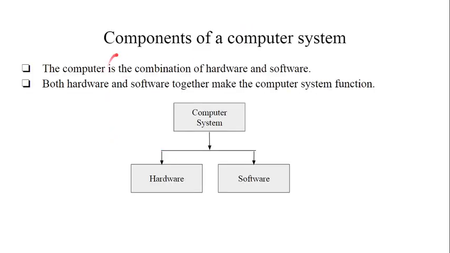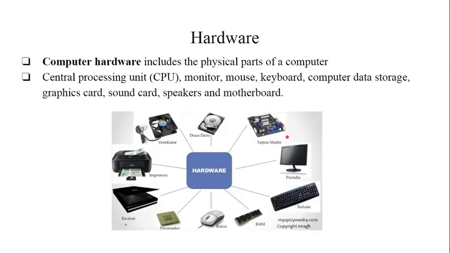Our next topic is components of a computer system. So, our computer system is a combination of hardware and software. Both hardware and software together make the computer system function. So, computer system is divided into hardware and software. So, let us see what is a hardware.